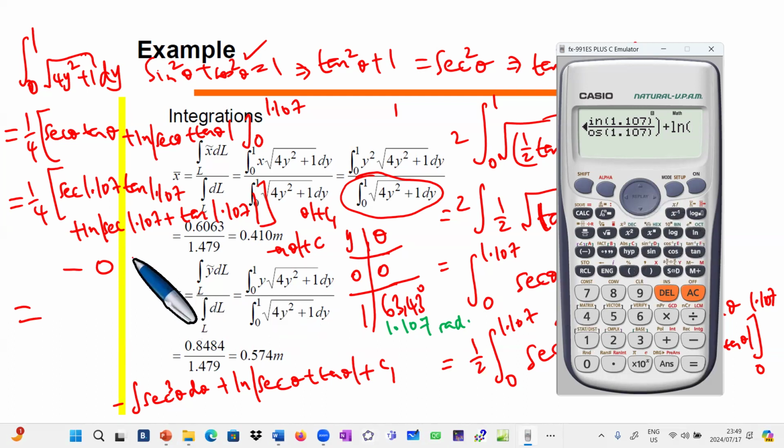Then the ln. Okay, this ln is going to be the sec. Yeah, but you can try this one and say 1 over the cosine 1.107, like that. Plus the tan of 1.107. Remember, we're just doing the one denominator. Okay, and then close. Yeah. Let's see.